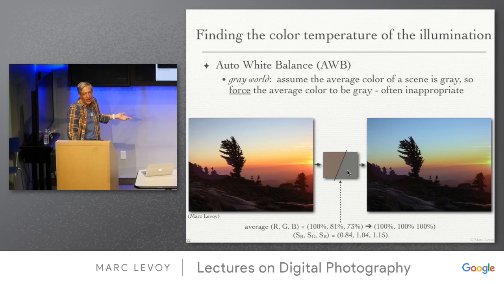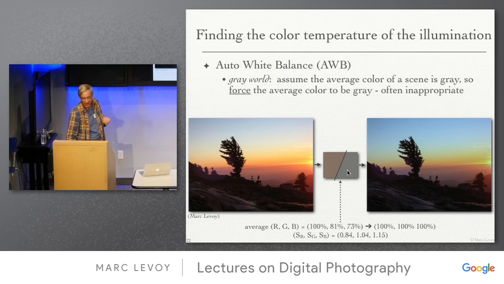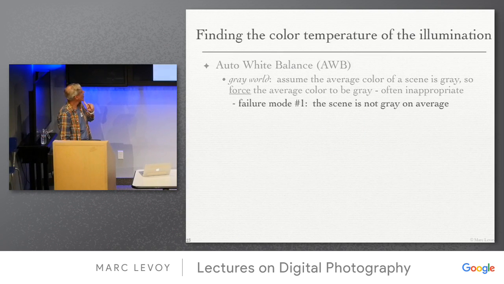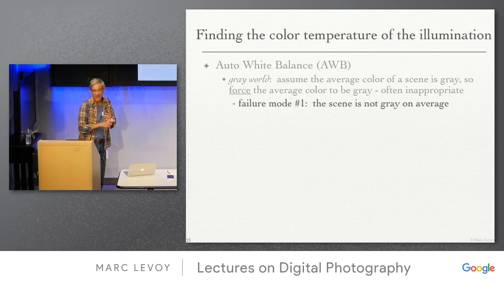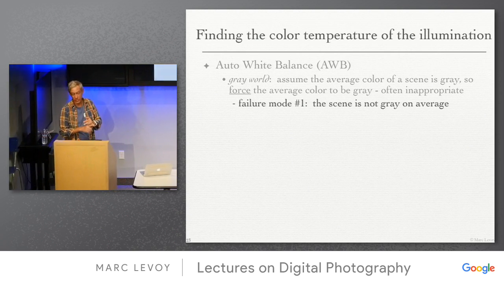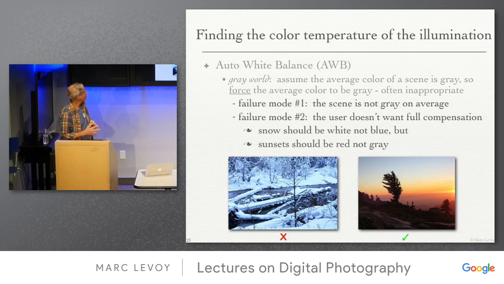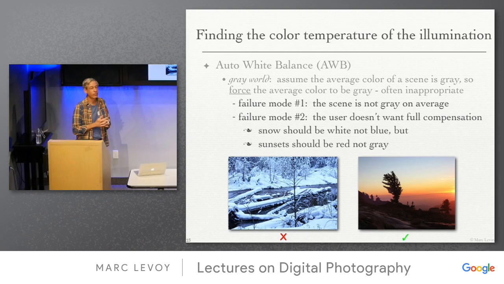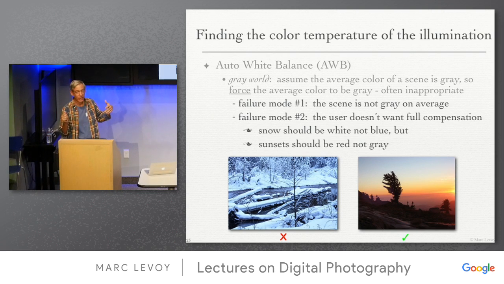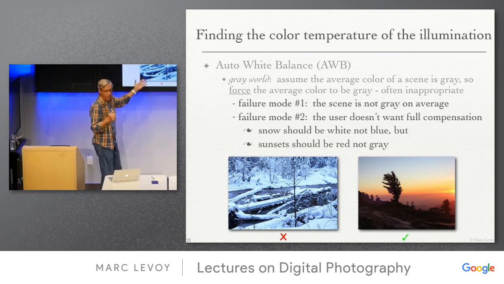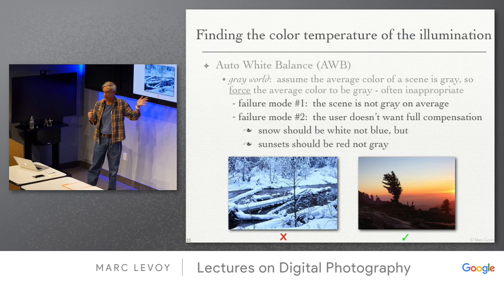It's not horrible, but I don't prefer it. So failure mode number one is the scene is not gray, and we assumed it was gray. But failure mode number two is that the user might not want full compensation. And you have to think about those two separately. So snow should arguably not look like this. It should probably be white. So this is a failure of white balance.